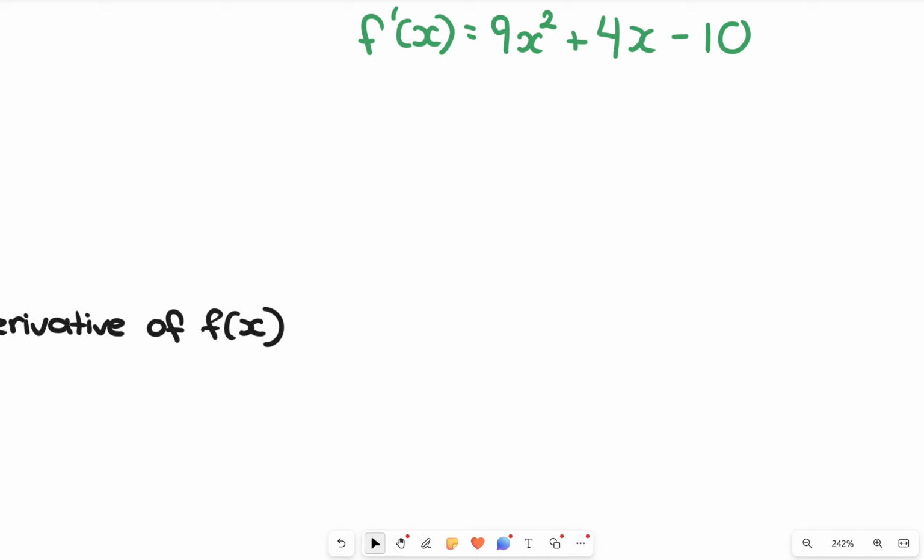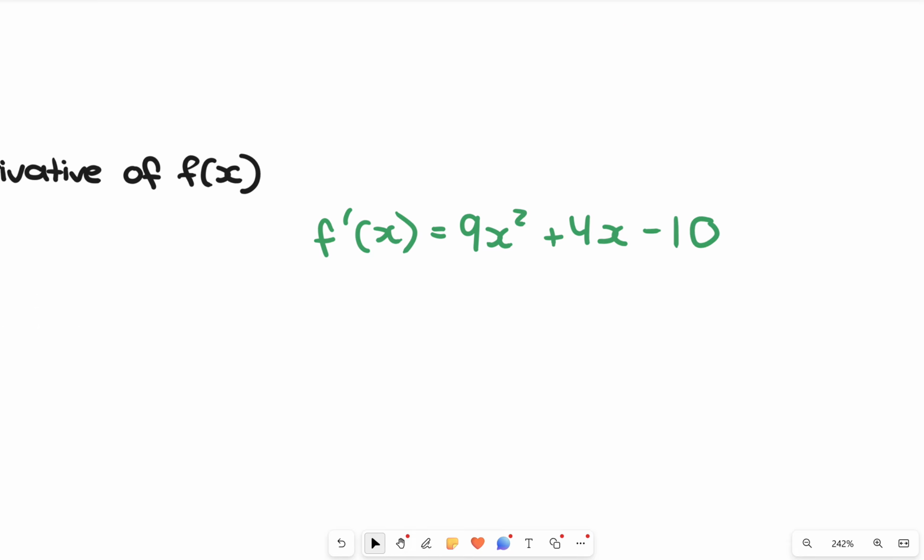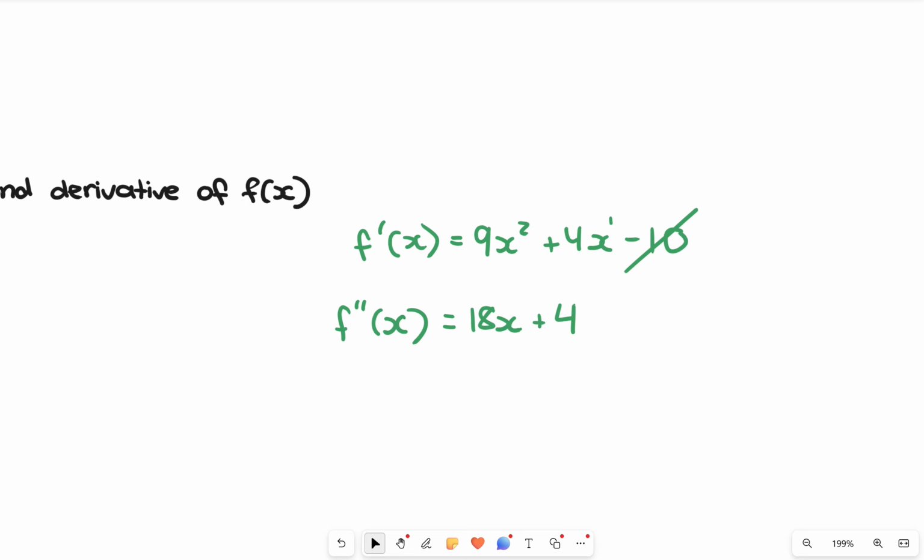Okay, for our second derivative, we're going to just differentiate the function again. So we take our first derivative that we have just found and we differentiate it. Okay, so we will end up with 9 times 2 is 18x, 4 times 1 is 4, and the constant, we just cancel that out. And then we notate it correctly, f to the double dash of x is equal to 18x plus 4, and that will be your final answer.